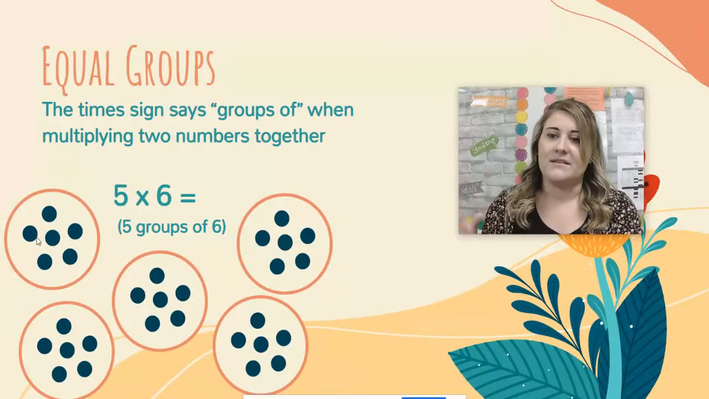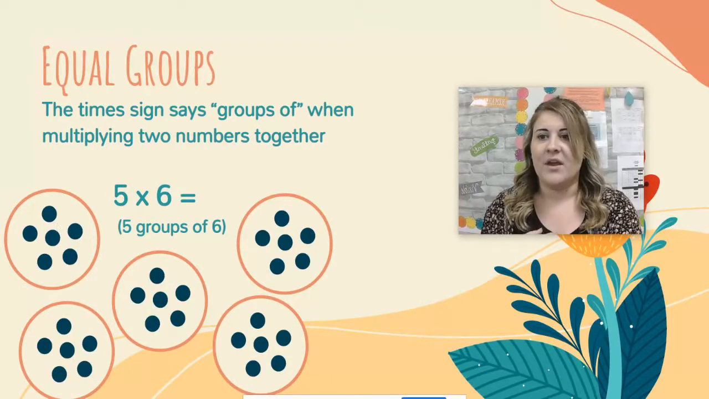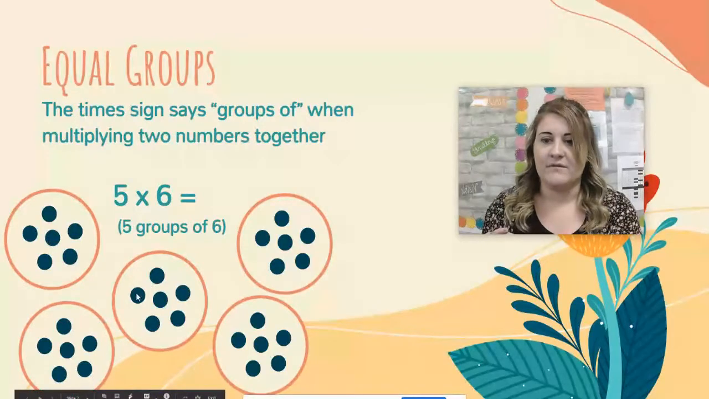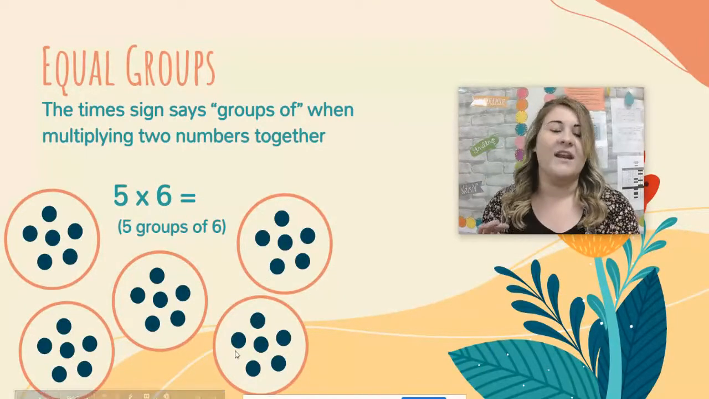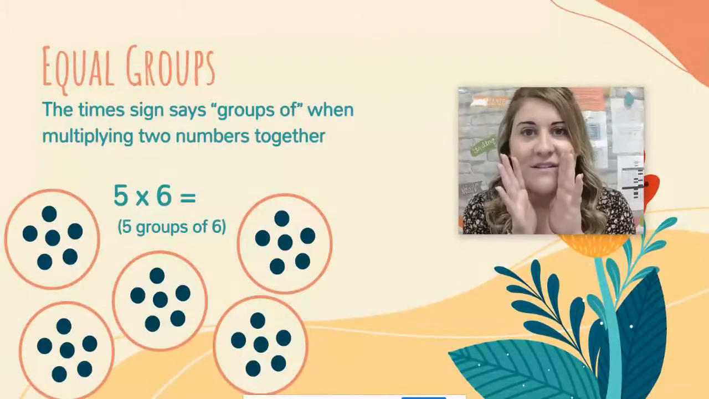So let's count these up to find our answer. What is 5 times 6? 5 groups of 6. Well, I've got 6 in this group. My bad. 1, 2, 3, 4, 5, 6, 7, 8, 9, 10, 11, 12, 13, 14, 15, 16, 17, 18, 19, 20, 21, 22, 23, 24, 25, 26, 27, 28, 29, 30. Now, I will tell you a little secret.